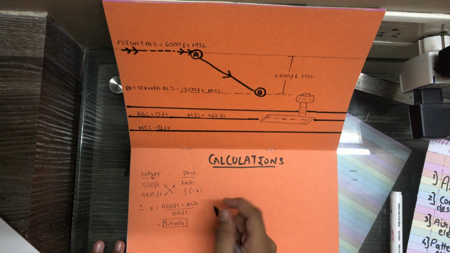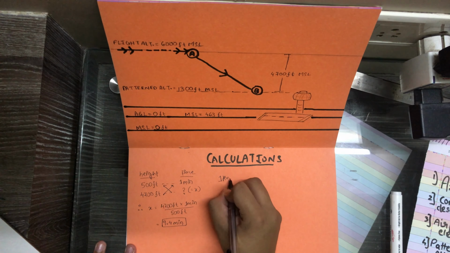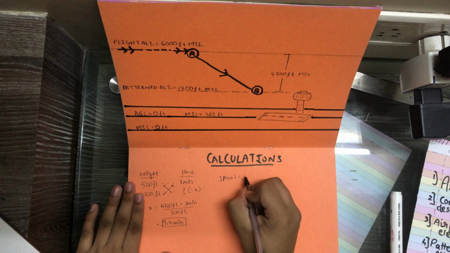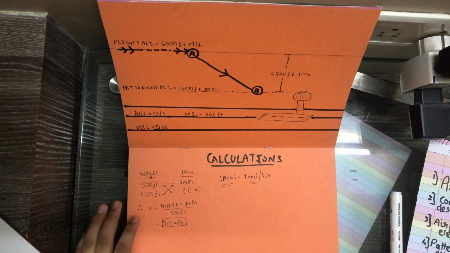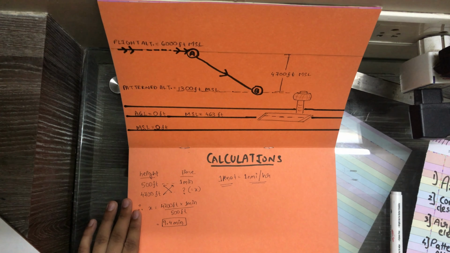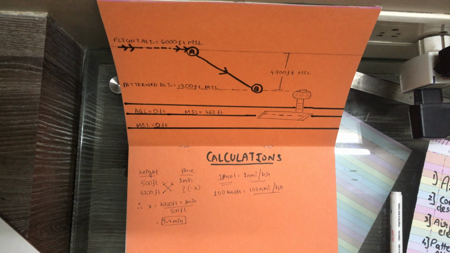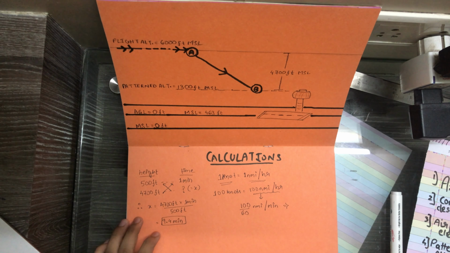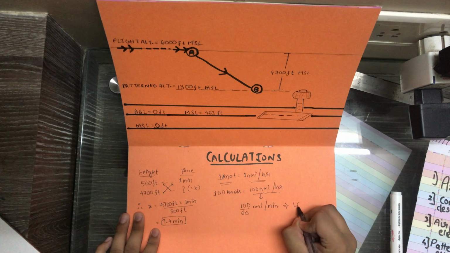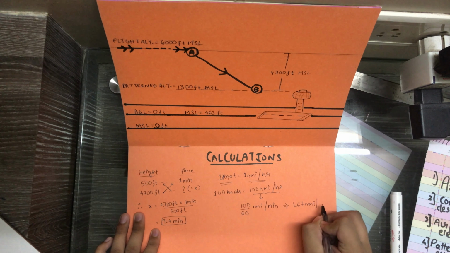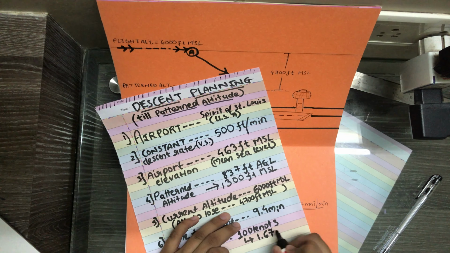Now assume that 1 knot is equal to 1 nautical mile per hour. Hence, 100 knots will be equal to 100 nautical miles per hour. Now let's convert 100 nautical miles per hour into nautical miles per minute. In order to convert that, we divide the number 100 by 60. This ultimately turns out to be 1.67 nautical miles per minute.